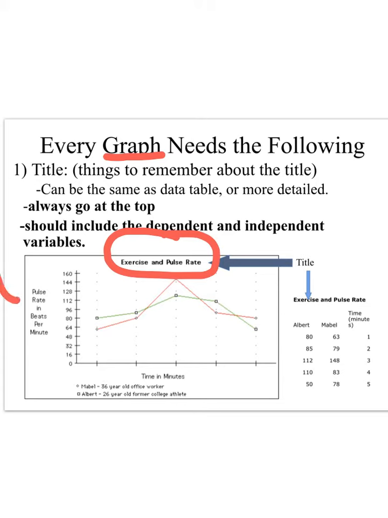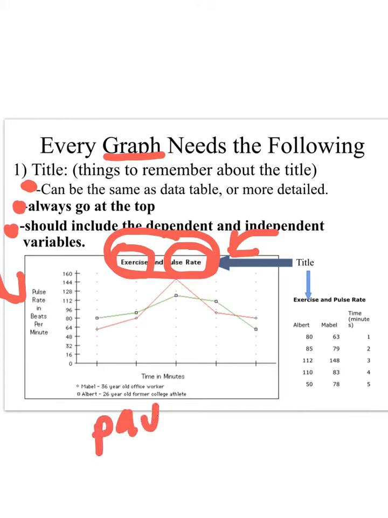Down here is a sample of a graph that we are looking at. So the 3 things we need to remember is that your title can be the same as the data table. It should always go on top, and it should include your dependent and your independent. If you look at this title, it's very simple, but exercise is what we were changing, so that's the independent, and pulse rate is what we were measuring, so that's my dependent. So notice both are in the title. Again, you might need to pause this video to get this information written down.